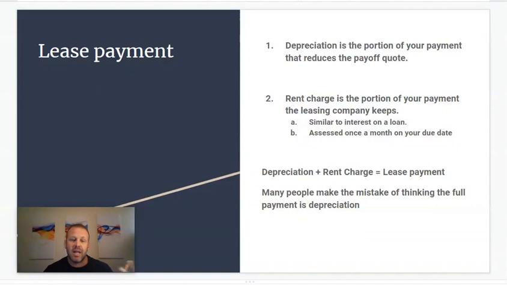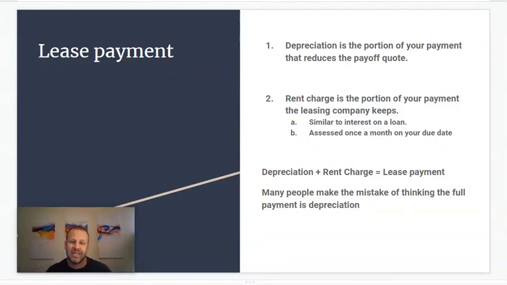A big mistake that a lot of people I've talked to make, who are trying to do their own calculations and figure out how much have I paid on this car, what should the payoff be at the end, is they make the mistake of thinking the full lease payment is depreciation, forgetting that a portion of their payment each month goes to the bank.